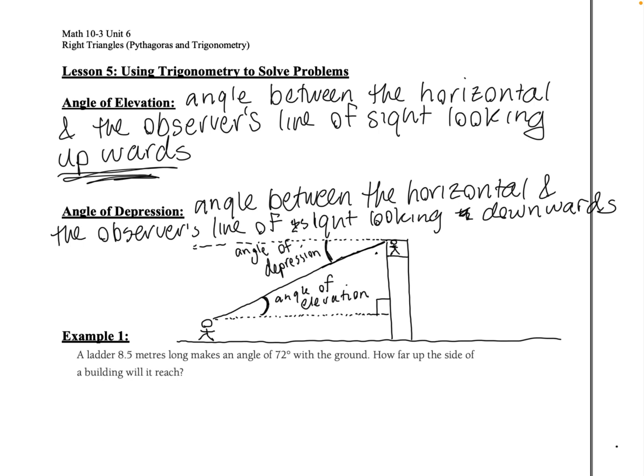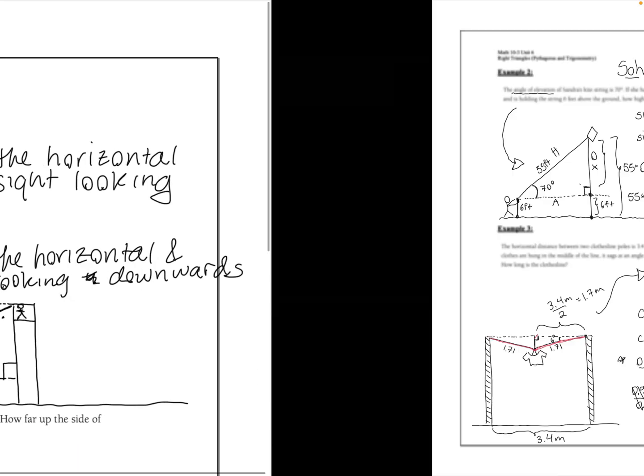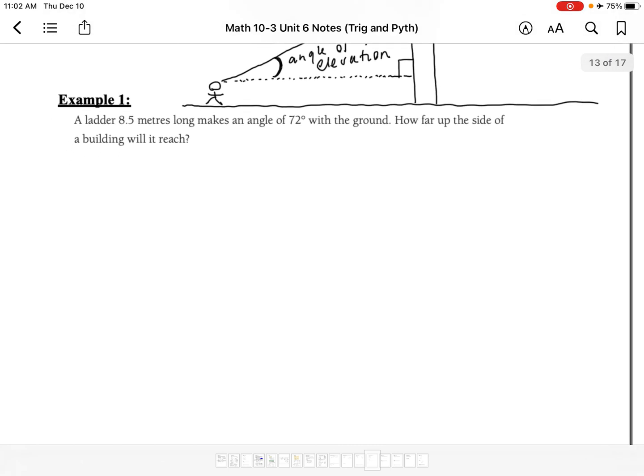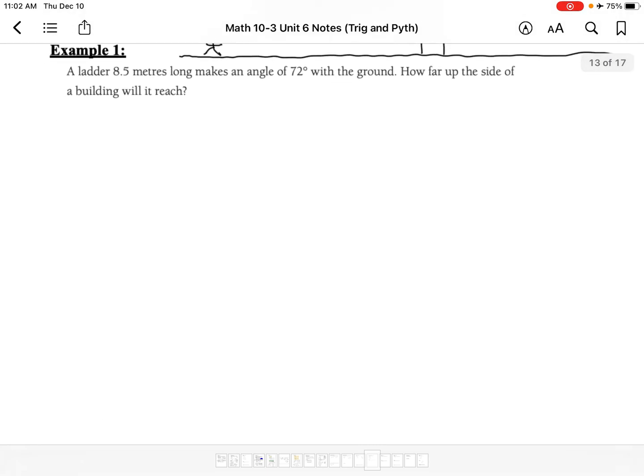Okay, so just to recap, an angle of elevation is always the angle between the observer and the horizontal looking upwards. And the angle of depression is the angle between the observer and the horizontal looking downwards. So one thing that you should always remember about these angles of elevation and depression is that they are always between a horizontal, okay? That's a side-to-side line, not an up and down line. All right, so let's look at some more examples.